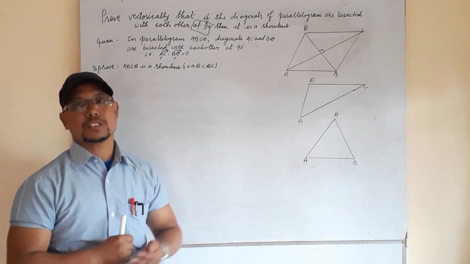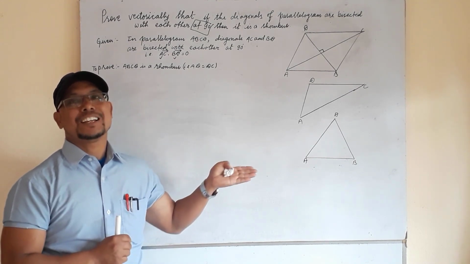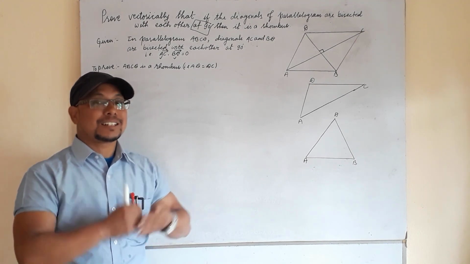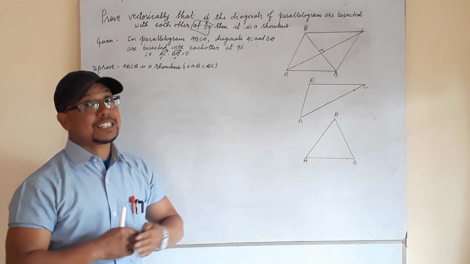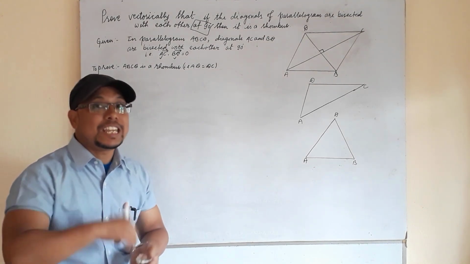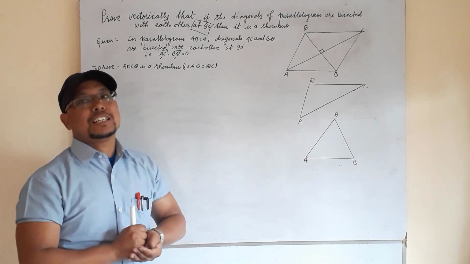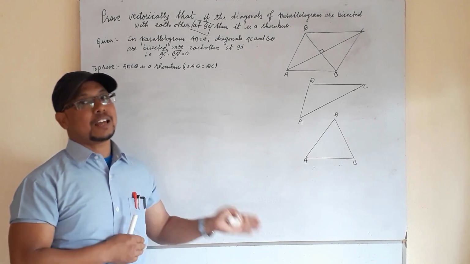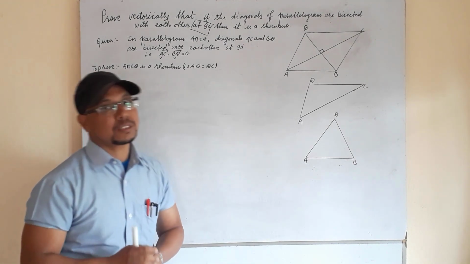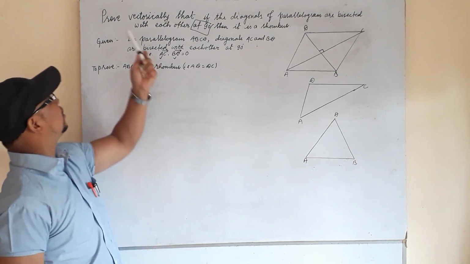Converse means the opposite. Opposite means what? Here in the theorem, what is given is the rhombus, but here, the diagonals bisecting each other at 90 degrees is given, and we have to prove it is a rhombus. So let's see the statement.